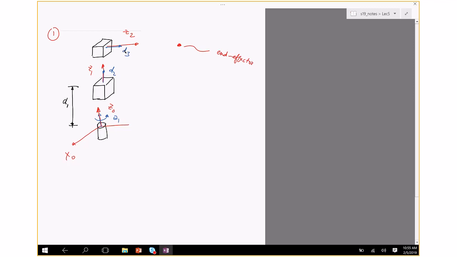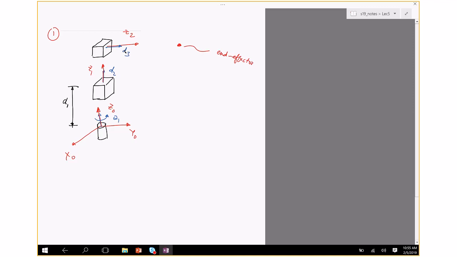So y0 is chosen such that it is 90 degrees to x and z. So z cross x gives me y. Or if you're more comfortable, if you do x cross y, you get z. So that's it, we finished with frame 0. Now let's move on to get frame 1.